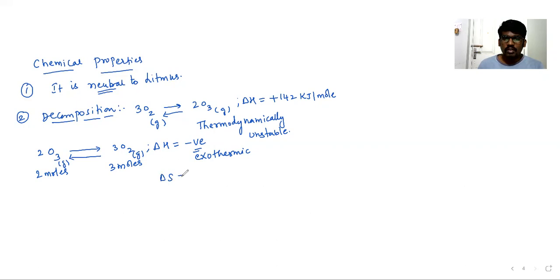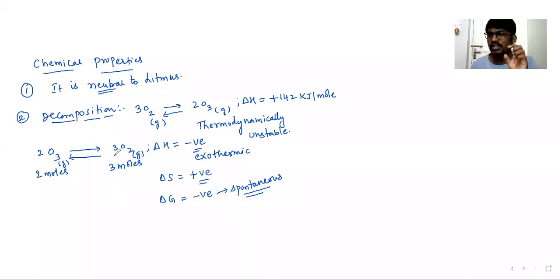So what is happening to the entropy? Delta S is becoming positive because entropy increases. These two factors make delta G negative, because delta H is negative and delta S is positive. Delta G is negative, so the process is spontaneous. That's why O3 can be converted into O2. That process occurs slowly, but if you would like to speed up, then you have to apply a temperature of around 473 Kelvin. So if you apply the temperature, O3 can be decomposed to O2. That is about decomposition, children.